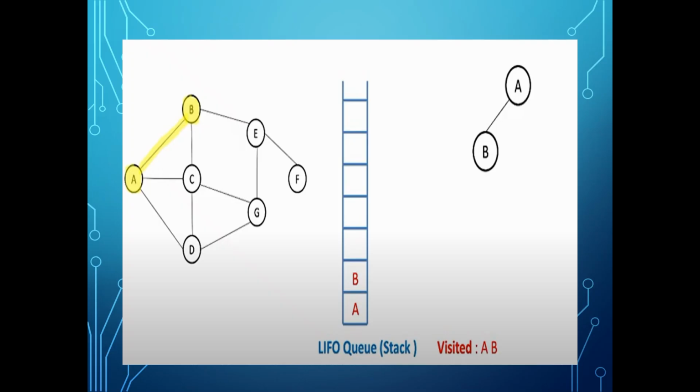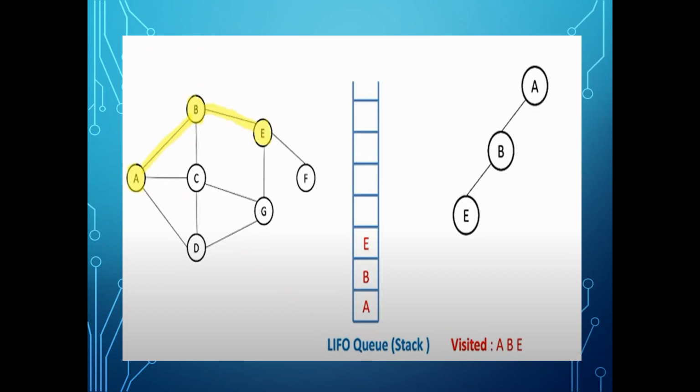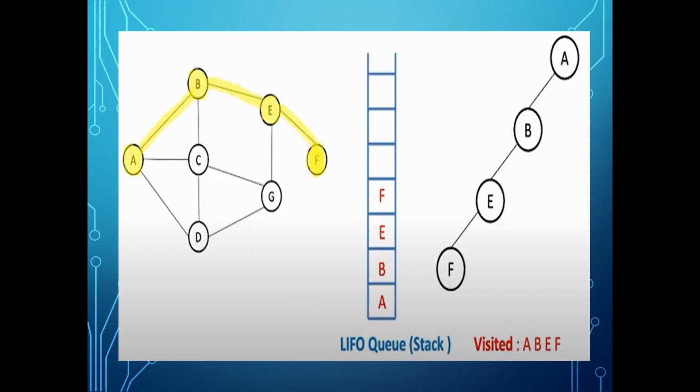Here B is the next neighboring node and it is also stored in the stack and taken as a visited node. After that, B is expanded to its neighbors. It is E. E is also taken as a visited node and also stored in the stack. And again, F is the next neighboring node of E. It is also taken as a visited node and stored in the stack.